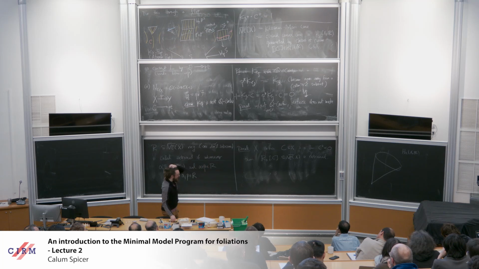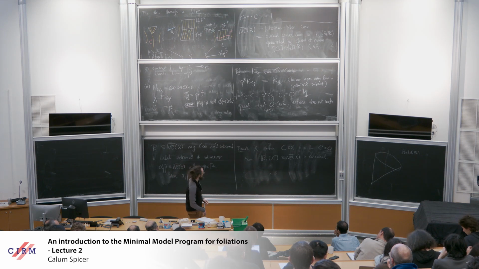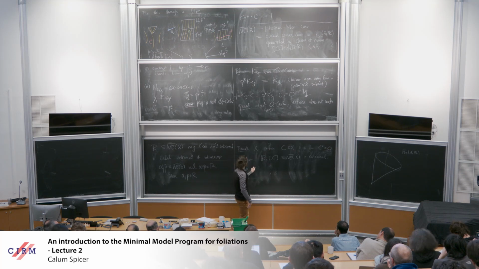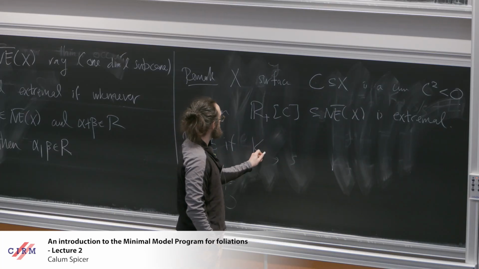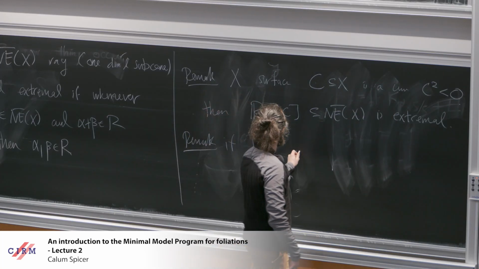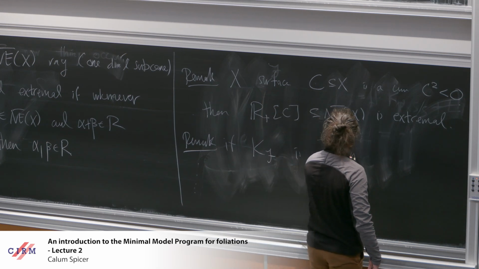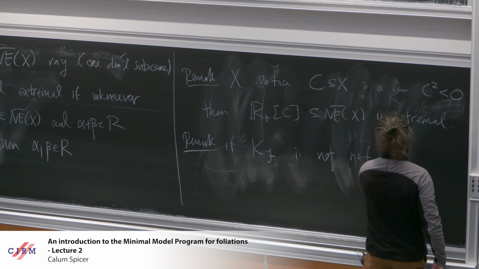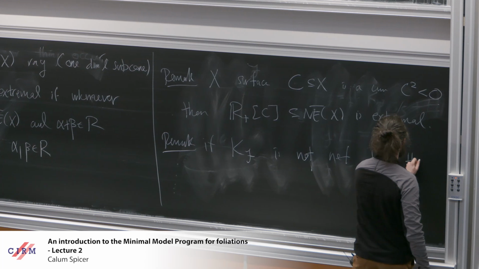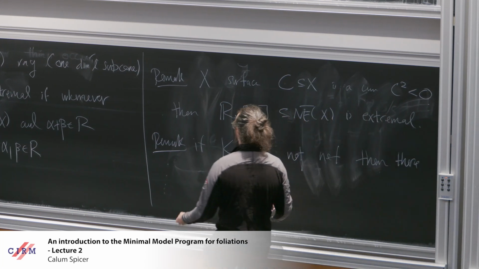And again, the point is that the way the program works in higher dimensions is that what we're looking for are negative extremal rays. So I guess this is another sort of silly remark, that if K_F is not nef, then there exists a K_F-negative extremal ray.